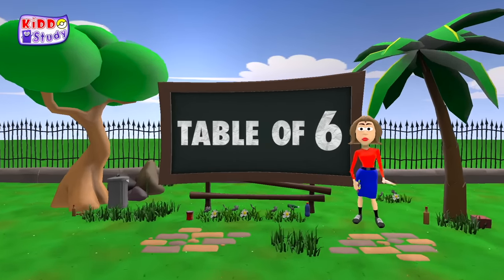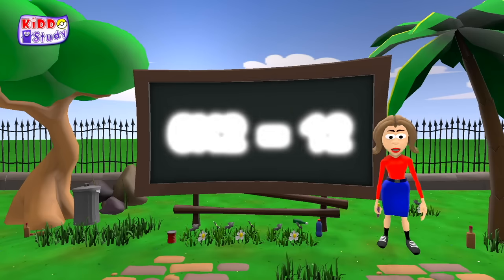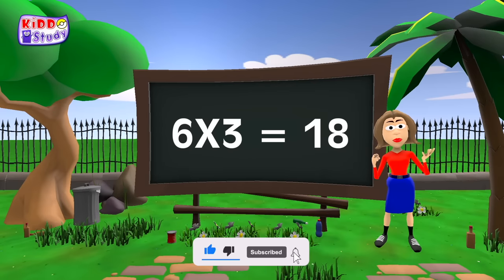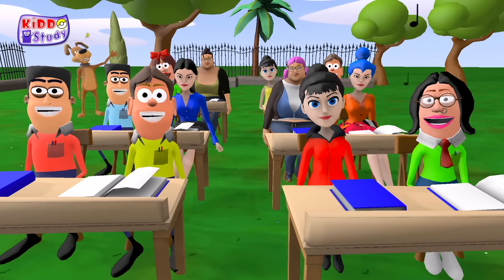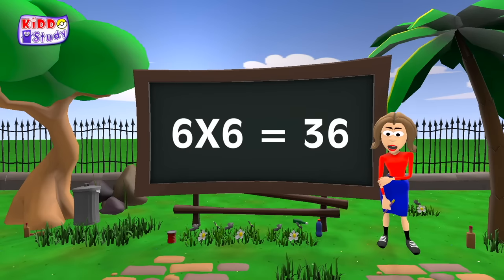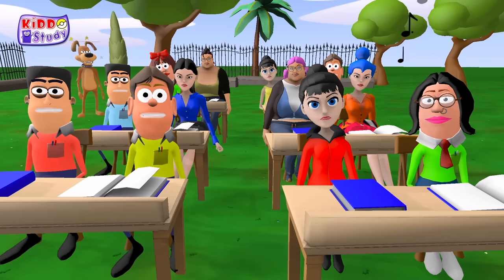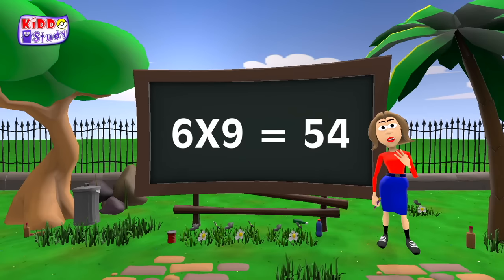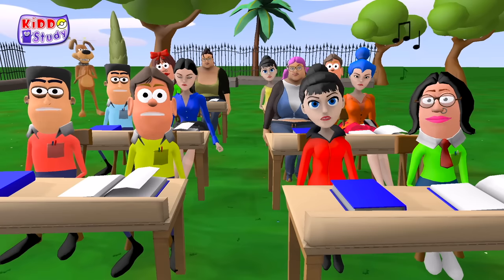Hello, children. Let's learn table of 6. 6 ones are 6. 6 twos are 12. 6 threes are 18. 6 fours are 24. 6 fives are 30. 6 sixes are 36. 6 sevens are 42. 6 eights are 48. 6 nines are 54. 6 tens are 60.